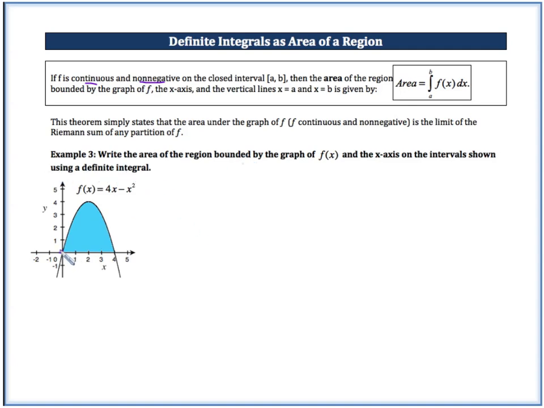Okay, so first we want our limits of integration here. So this is going to be from 0 to 4, so the definite integral from 0 to 4 of our function 4x minus x squared with respect to x. Okay? And that's all we have to do. Now notice this was non-negative on the interval, so this actually will give us the area that we're looking for.